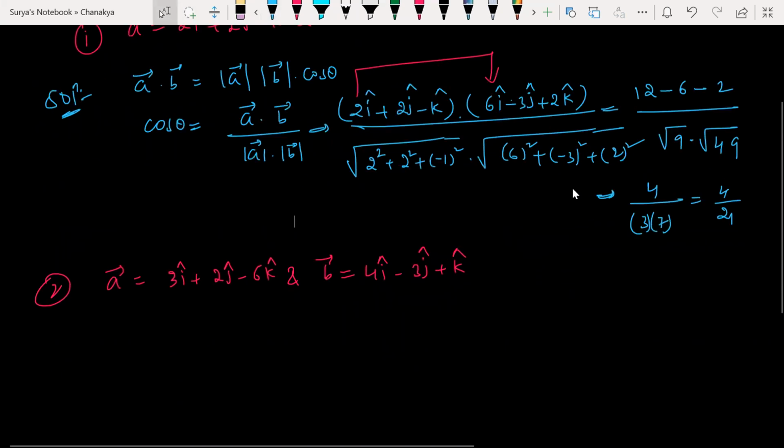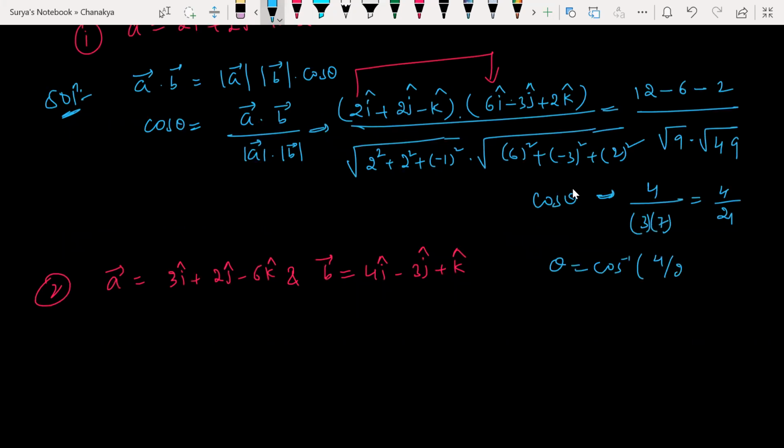This is the cos theta value. Angle is nothing but theta, which is nothing but cos inverse of 4 upon 21. All right. Any doubts? Very simple thing.